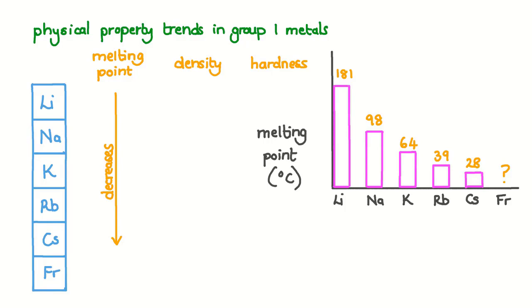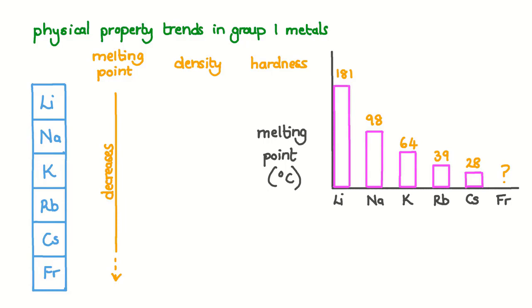According to the general trend, we can predict that francium will probably have a lower melting point than cesium. Francium's melting point is estimated to be about 27 degrees Celsius. What is surprising is that the melting points of the group 1 metals are, in general, much lower than the melting points of other metals on the periodic table. We now know that the melting point trend is a general decrease down the group.